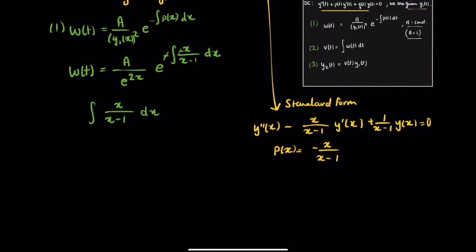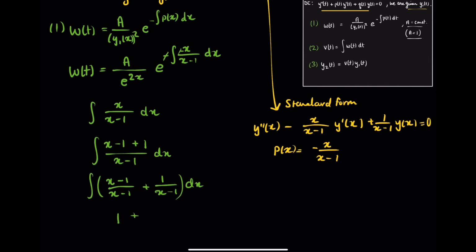So we can say (x - 1 + 1)/(x - 1) dx, and then we can split it, because I'm just subtracting and adding 1, so I'm just adding 0, and that's allowed. So (x - 1)/(x - 1) + 1/(x - 1), the integral of 1 + 1/(x - 1) dx. And so this integral is x + ln|x - 1|.